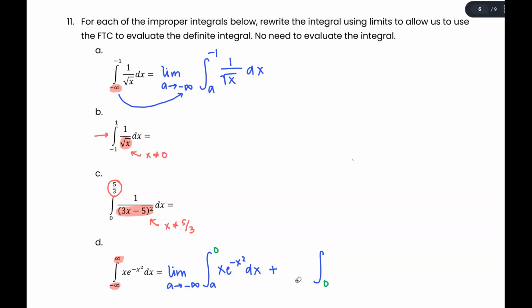Anyways, so I need another limit. My other problem child was the positive infinity, so let's go ahead and replace that with a B. Let's do the limit as B goes to infinity, and we're just going to leave everything else the same.